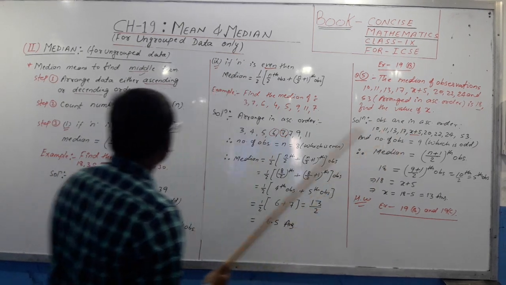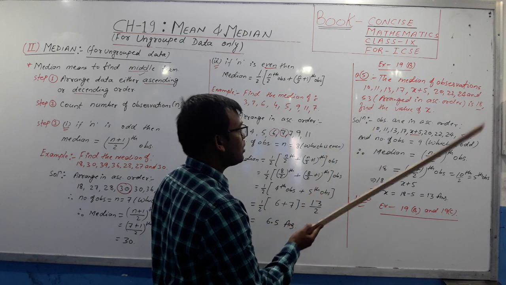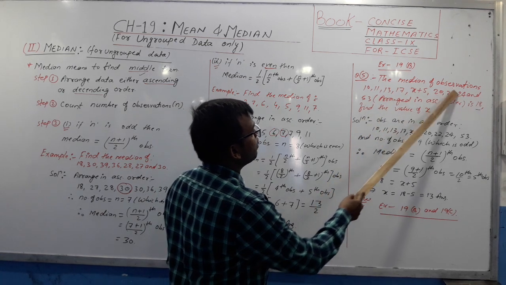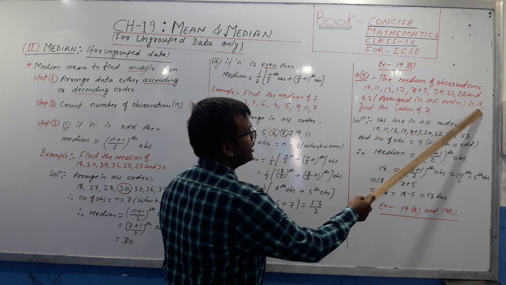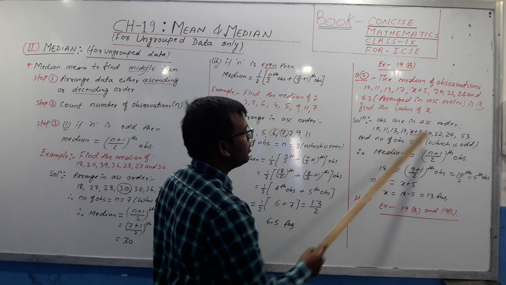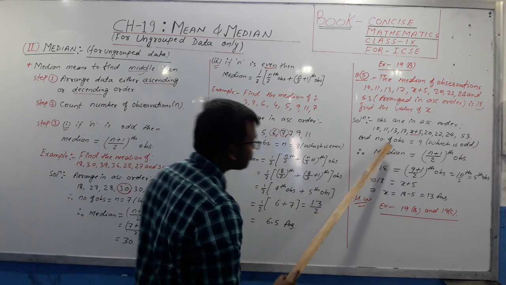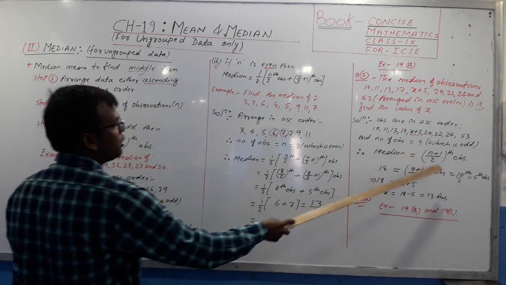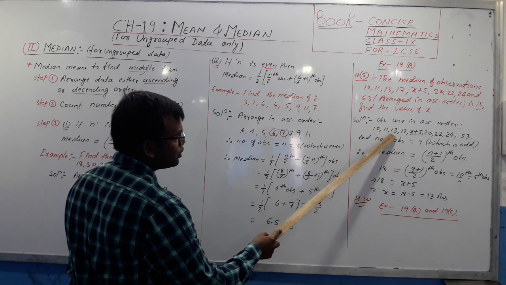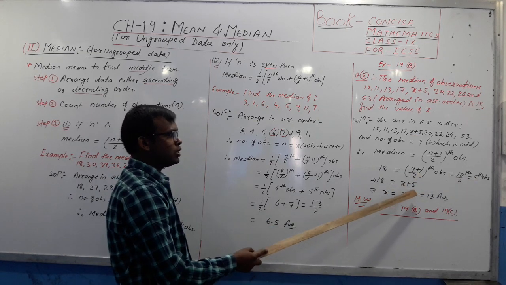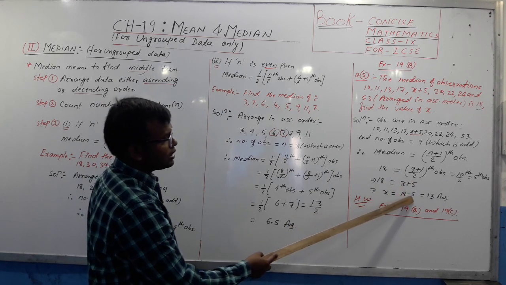Now, related to the median, I have considered one example from exercise 19D, question number 5. Read that question, I solve it here, and see this one. The observations are already arranged in ascending order, and the median provided is 18. Find the value of x. Count the number of observations: it is equal to 9, which is odd. That means we have to apply this formula. So the median value is equal to 9 plus 1 divided by 2, which is 10 by 2, equal to the 5th observation. The 5th observation will be 1, 2, 3, 4, 5, x plus 5. So replace the 5th observation by x plus 5, and simplify after transposing from RHS to LHS. So x is equal to 18 minus 5, equal to 13.